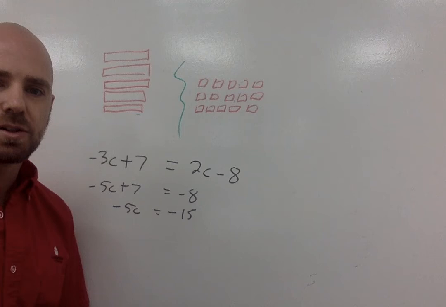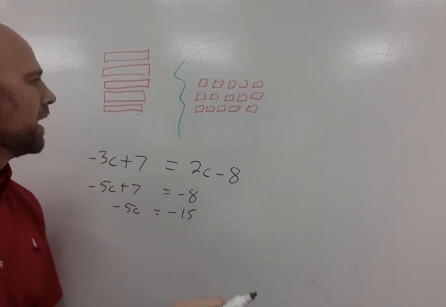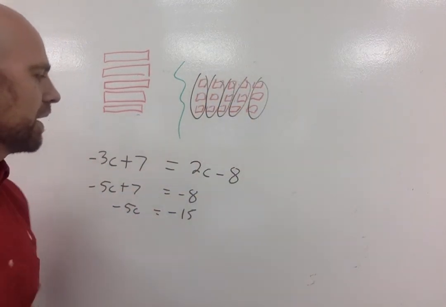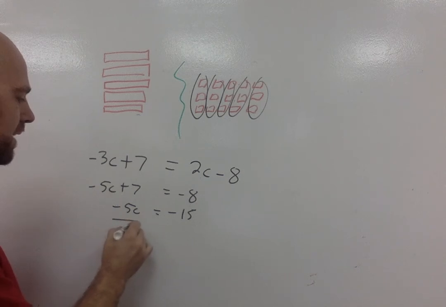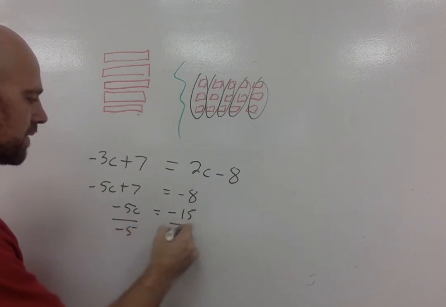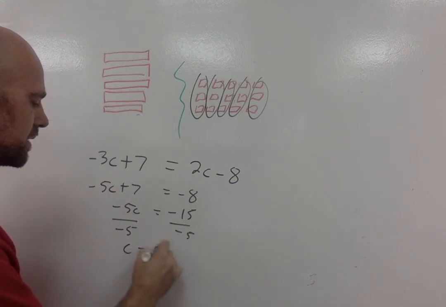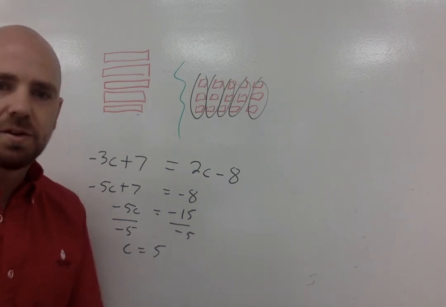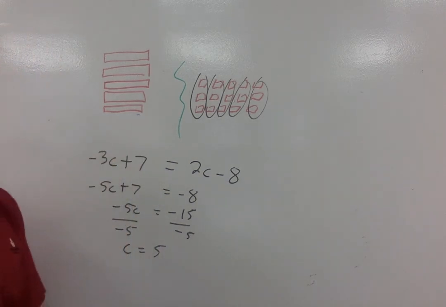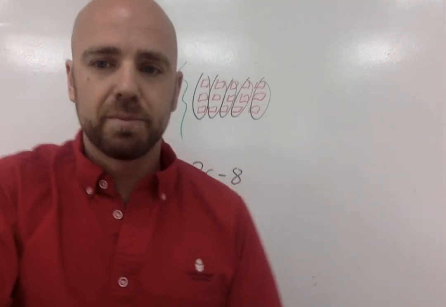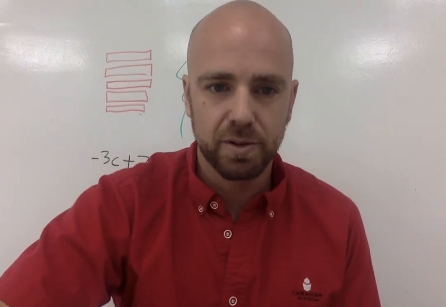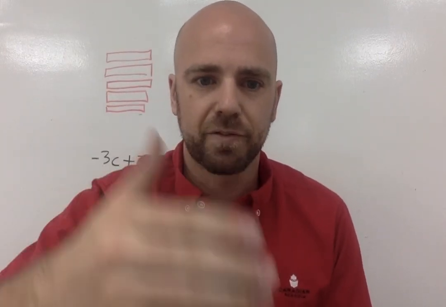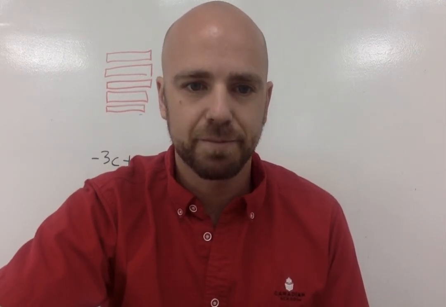I basically need to try to group these as much as possible so that I have 5 groups. Well, I've already kind of got them lined up in a way that I can group them. So if I divide this by negative 5, and divide this by negative 5, I'm going to say c equals 5. Okay, c equals 5. So technically these are turning into blue tiles, but it still works out. Normally our tiles would be double-sided, so we'd be able to flip them over if we divide by a negative.